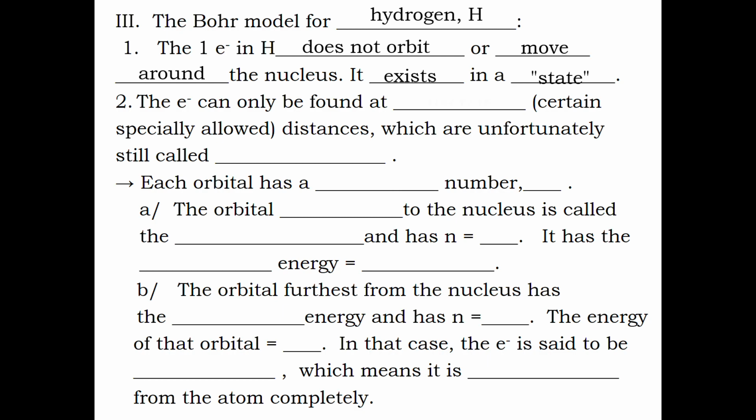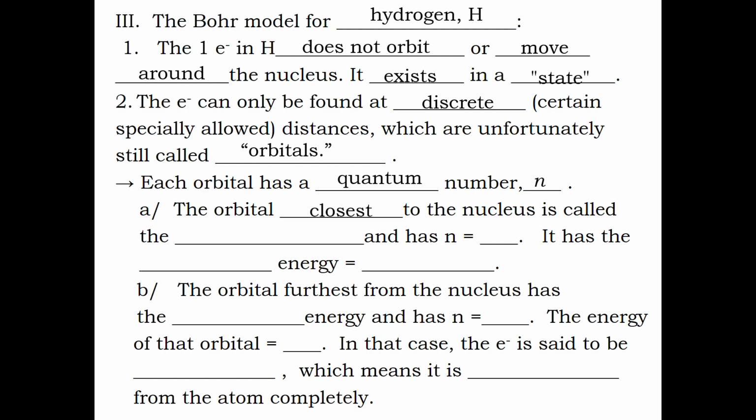The electron can only be found at discrete, certain specific allowed distances, which are unfortunately still called orbitals. So there are distinct areas where you're more likely going to find an electron, and that has to do with what we call the wave function of an electron, but don't worry about that. That gets into pretty high quantum physics stuff. So all you need to know is that there's discrete orbitals where these electrons exist. So each orbital has a quantum number, n.